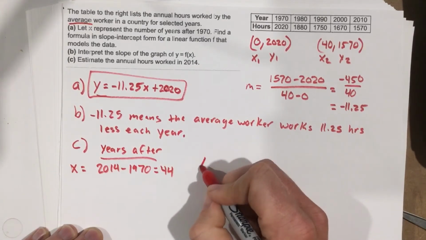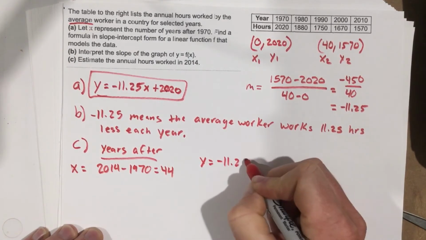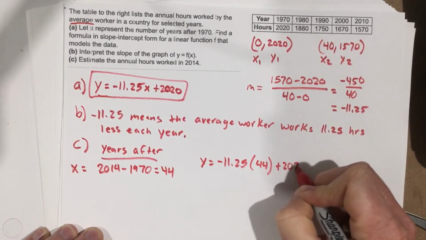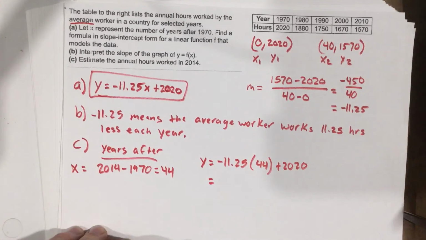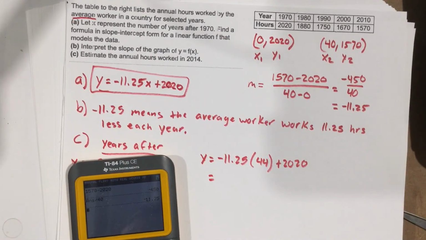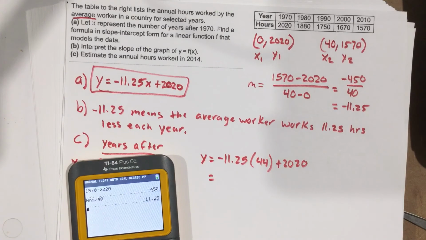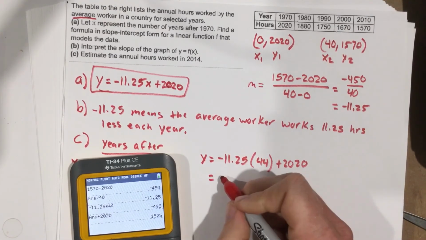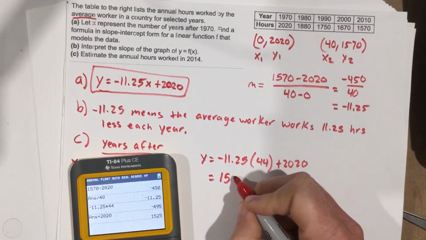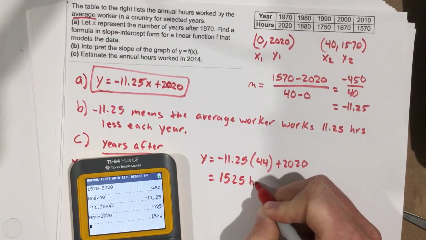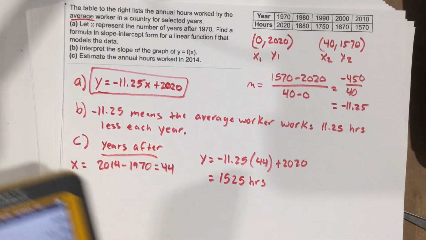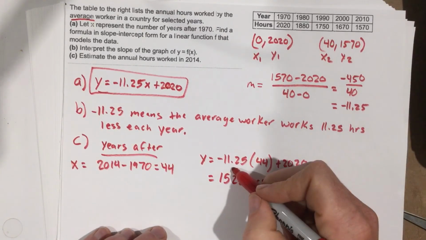So we're going to say y equals negative 11.25 times 44 plus 2020. Use our calculator. So negative 11.25 times 44 plus 2020. That means they're going to be working 1,525 hours. So that's the estimated number of annual hours worked by a worker in 2014. 1,525 hours.